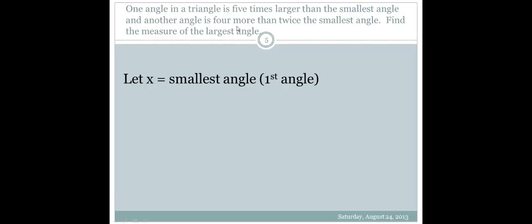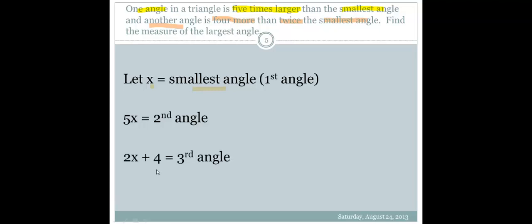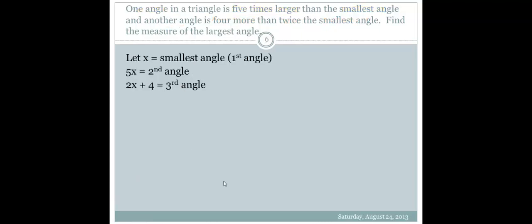Now let's see what else we have. We are also told that there's an angle which is 5 times larger than the smallest angle. So using that, we'll set up 5x is equal to the second angle. For the next item, it says there's another angle which is 4 more than twice the smallest angle. Remember, of course, x is our smallest angle. So 4 more than twice the smallest angle. Think about how you want to write that down. And here it is, 2x + 4. So there's our setup of all of our items in terms of our variable.